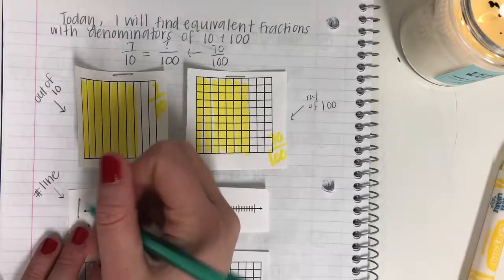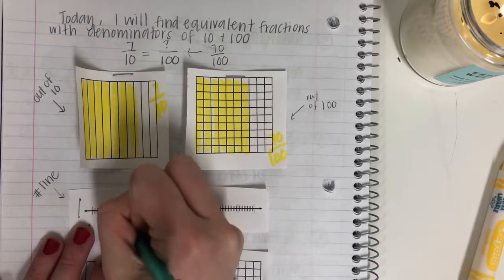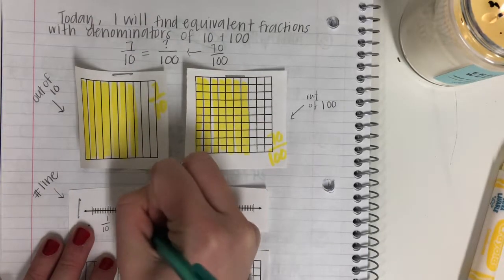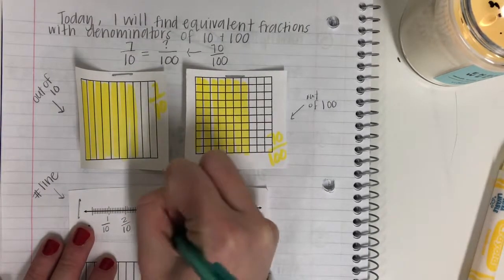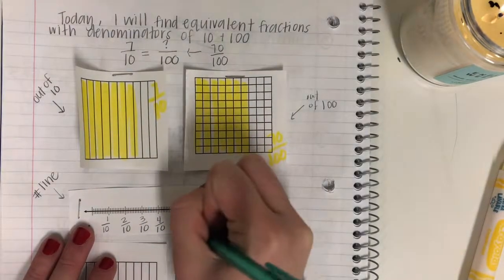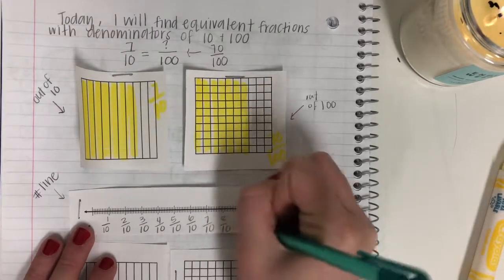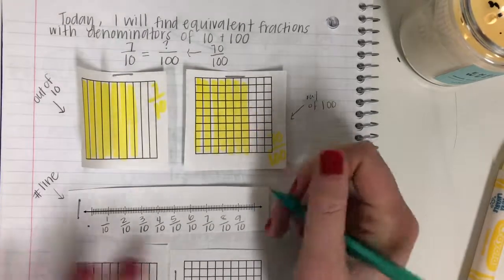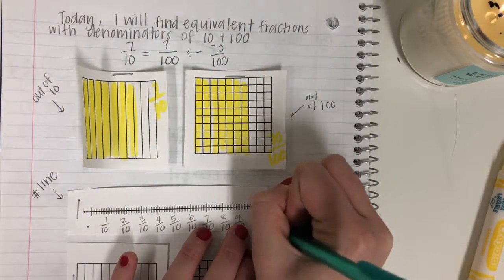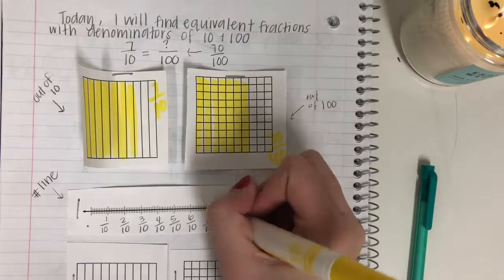So I'm going to write 1/10, 2/10, 3, 4, 5, 6, 7, 8, 9, and then this would be 10 out of 10, which we know is equal to 1. Okay, so here we go.